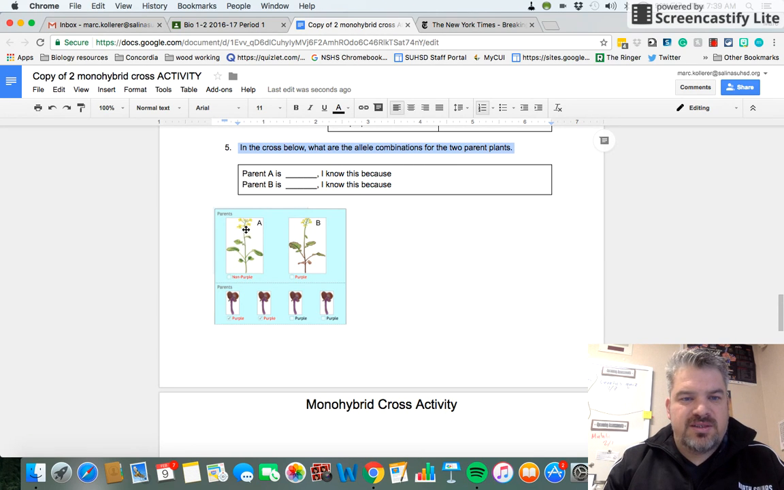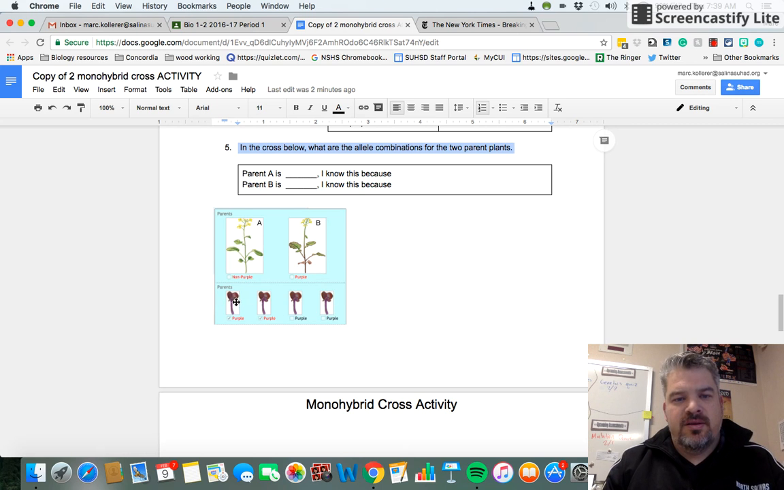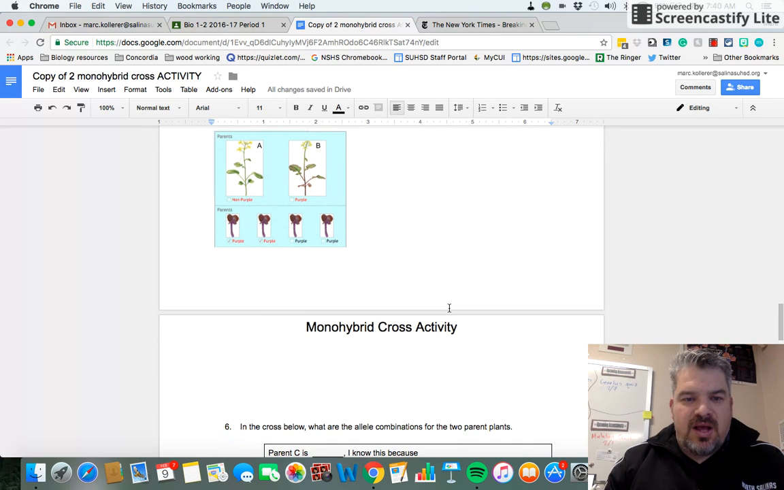So I have two parents, the plant parents here, A and B. I know A is non-purple and B is purple. The other thing that I notice is that 100% of the offspring are purple. Okay, so I'm going to show you how to go through and do this one. You're going to do this on your board, but it's easier for me to show here.